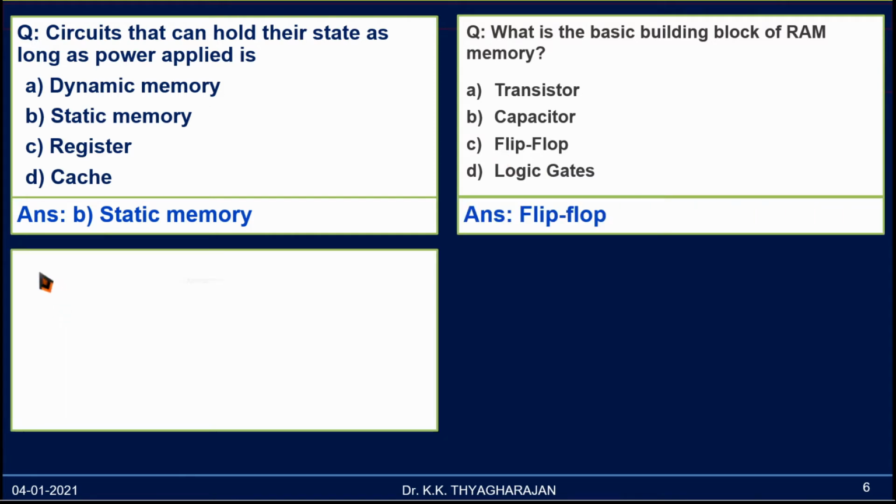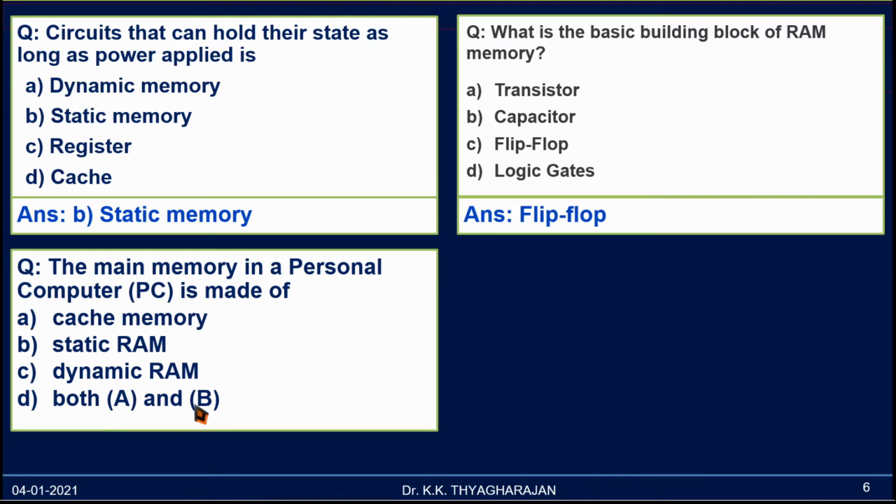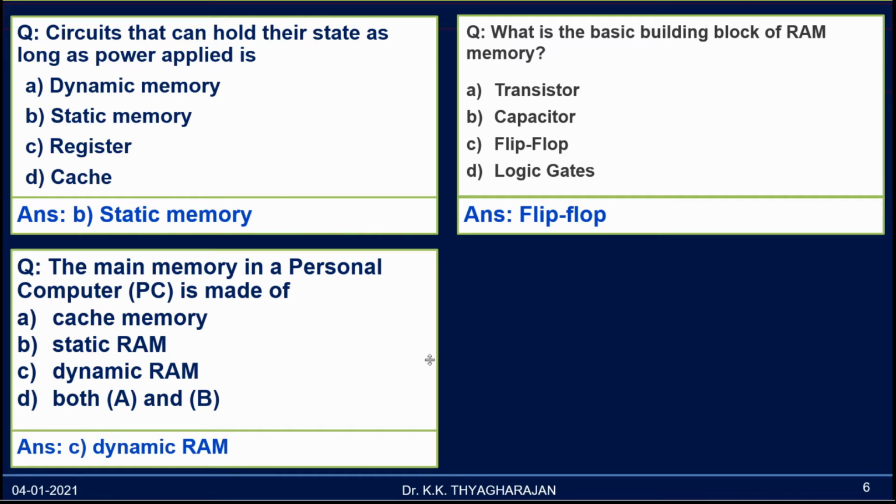Let us see the next one. The main memory in a personal computer is made of cache memory, static RAM, dynamic RAM, both A and B. See, only dynamic RAM will be used as main memory because the size is small, its cost is low, even though the speed is somewhat less compared to static RAM. Dynamic RAM is widely used as main memory in almost all types of computer systems. So C is the correct answer.